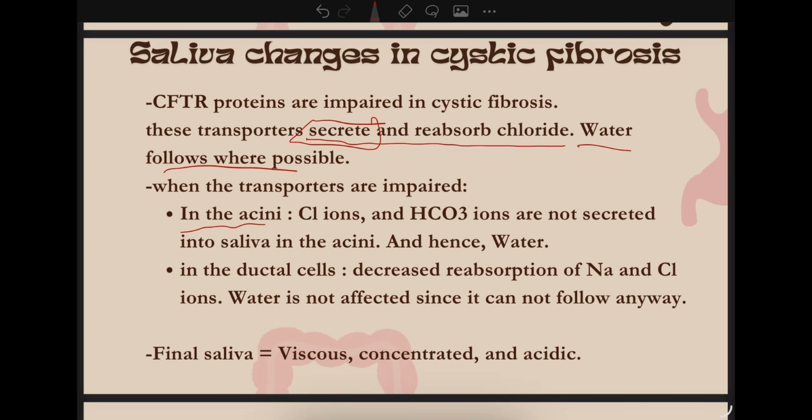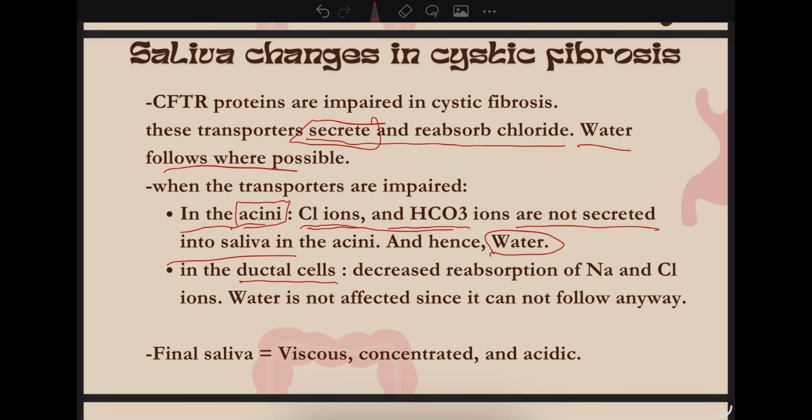In the acini, the chloride and bicarbonate ions are not secreted into the saliva. Now you will say, wait, chloride is reabsorbed, right? Yes, but in the ductal cells. Here it's in the acini. How did we get the chloride in the first place to reabsorb it in ductal cells? Yes, by secreting it into the acini. So this secretion will be impaired, both chloride, bicarbonate, and water, because water will not be able to follow the ions. They are not secreted.